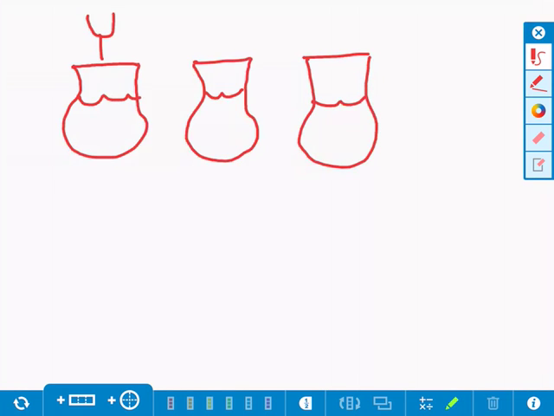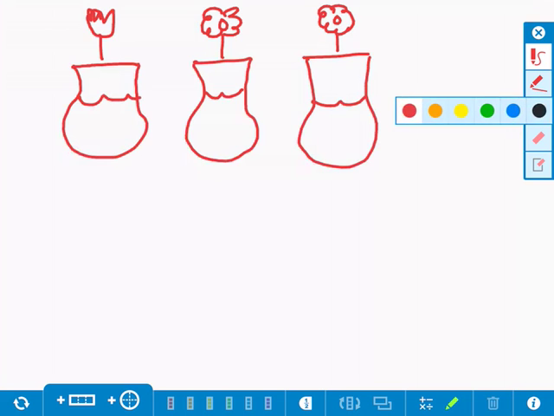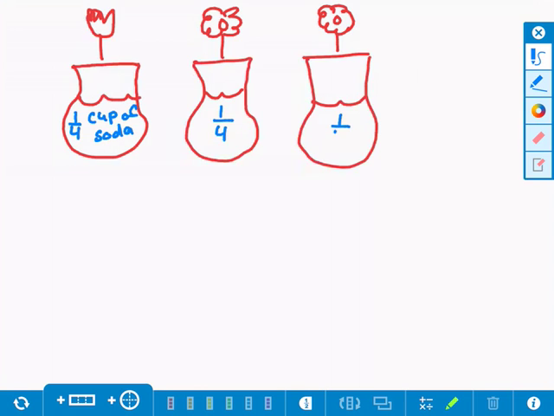For his flowers. And each vase needs 1/4 cup of soda. So here you'll see that this is an example of how you would draw a picture to help you solve. And now we're going to be using fraction circles.